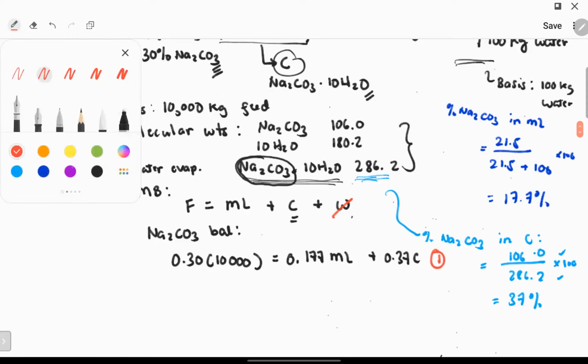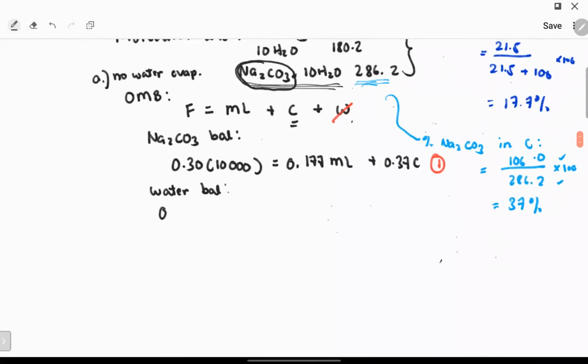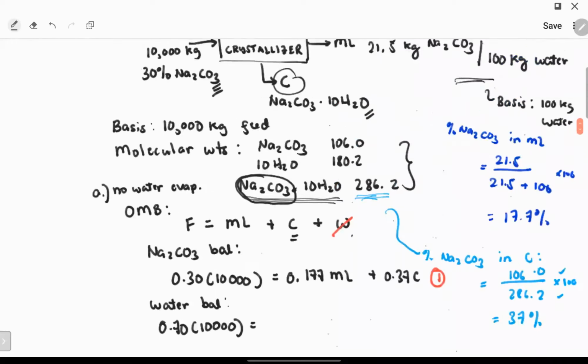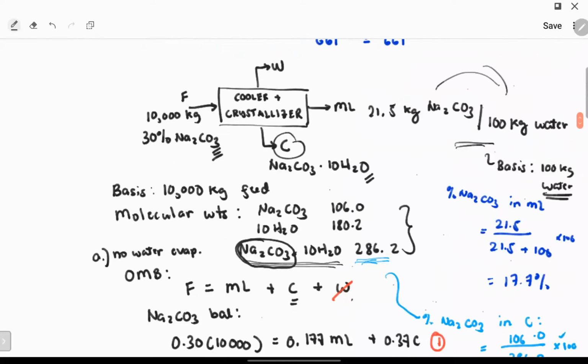Now, where do you get the second equation to solve the two unknowns? Well, we can perform water balance. Okay, water in F. Di ba 70%? Kasi 30% yung kay salt eh. So 70% times 10,000 kilogram equals water in ML. Paano yan? Paano yung water in the mother liquor? Ayun, no? You do the same thing. Okay? Di ba nag-basis tayo ng 100 kilogram ng water? So, to get the percentage of water in the mother liquor, so 100, okay, divided by the sum of 100 plus 21.5. So again, I repeat that, 100 divided by the sum of 121.5.